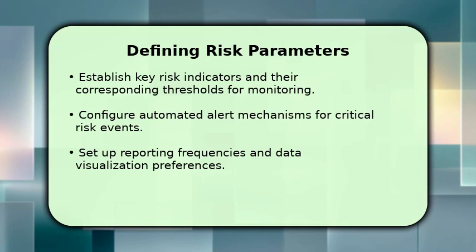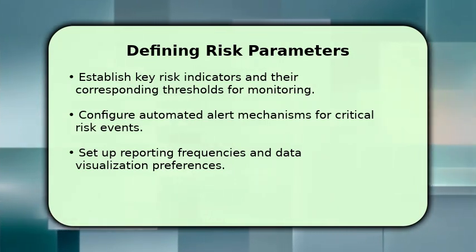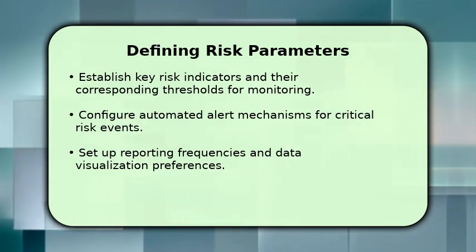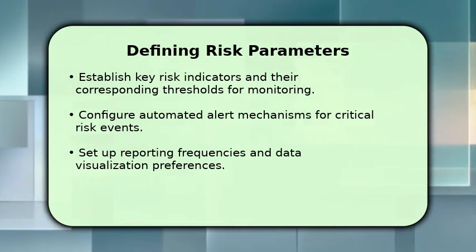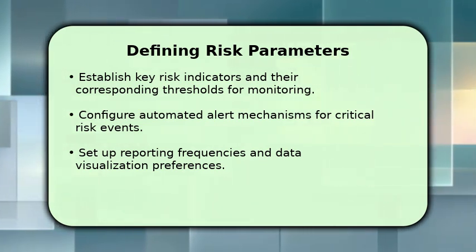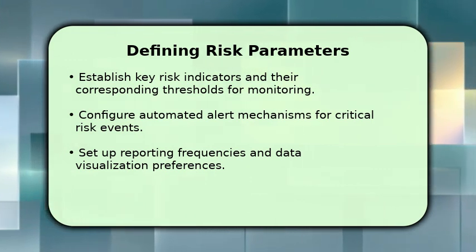With the bot integrated, it's time to define what risks it should monitor. Establish your key risk indicators, or KRI, and set specific thresholds. For example, a threshold might be a 20% increase in a certain metric. Configure automated alert mechanisms so the bot notifies the right people when these thresholds are breached.